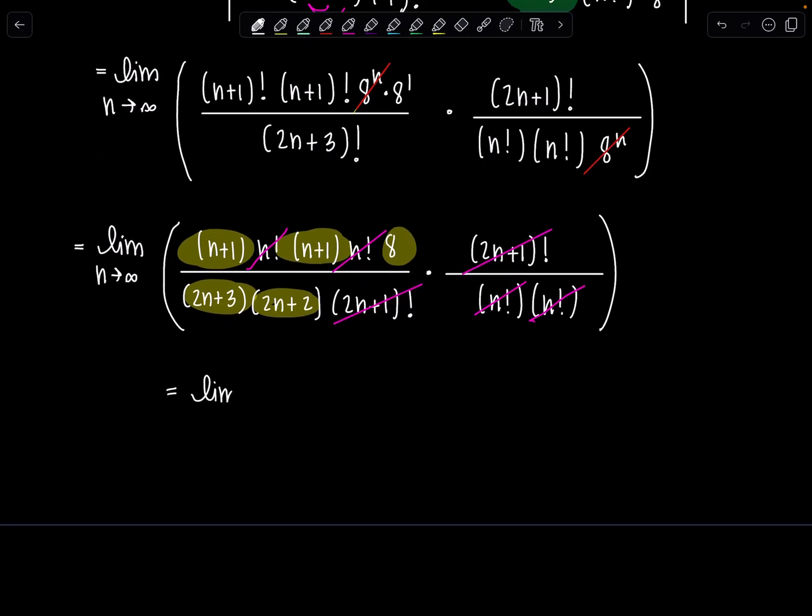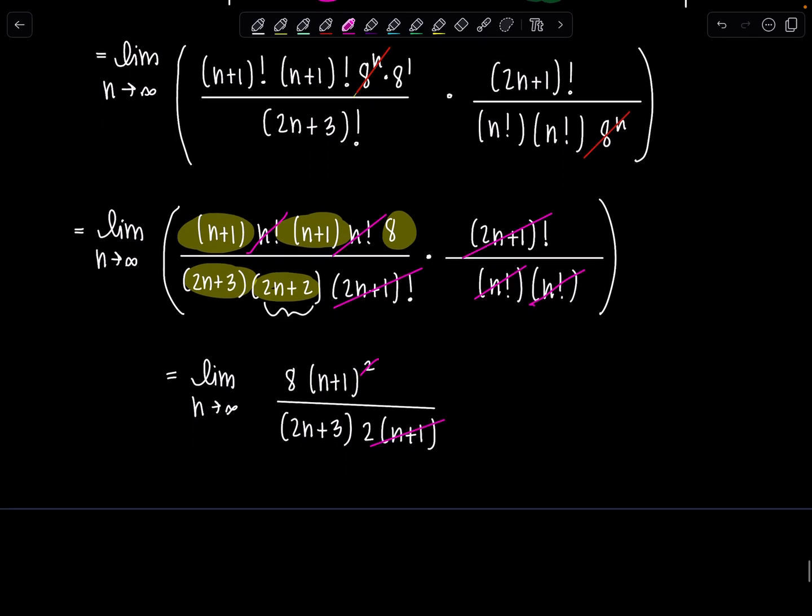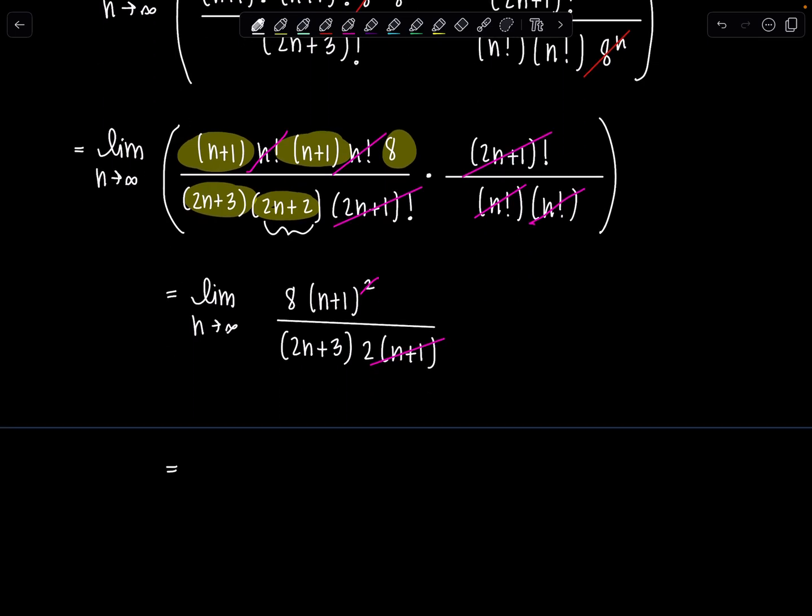Okay, so limit n goes to infinity. I'm going to put the 8 in the front, and then we have n plus 1 squared over 2n plus 3. And then I want you to notice 2n plus 2 is 2 times n plus 1. That's also helpful because then I can cancel out an n plus 1 with another n plus 1 in the numerator. And then we have now the limit, n goes to infinity, 8n plus 8 over, let's distribute this, 4n plus 6.